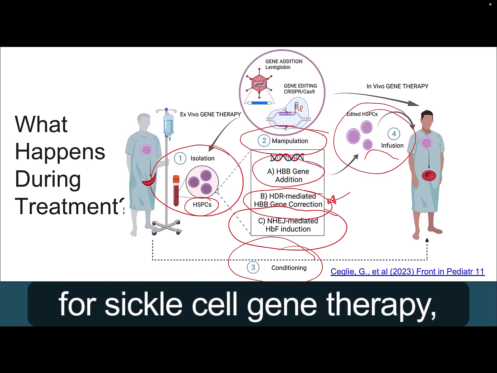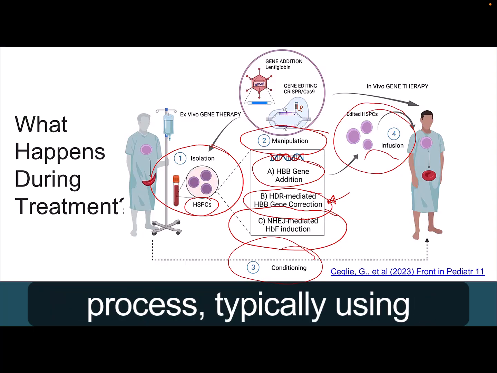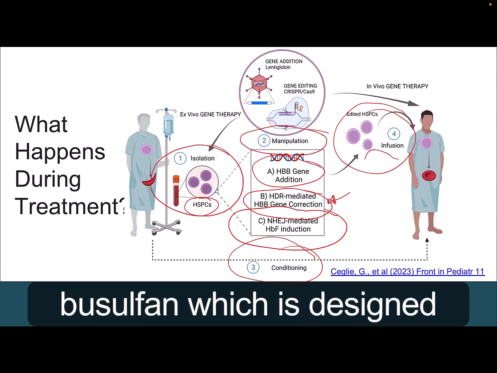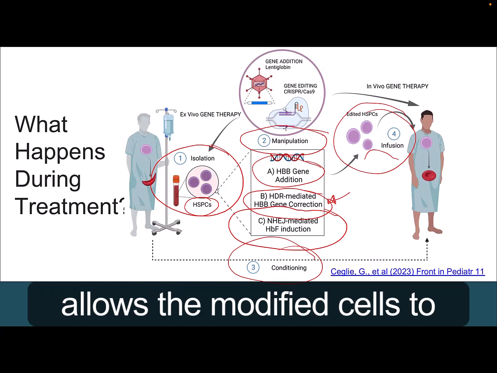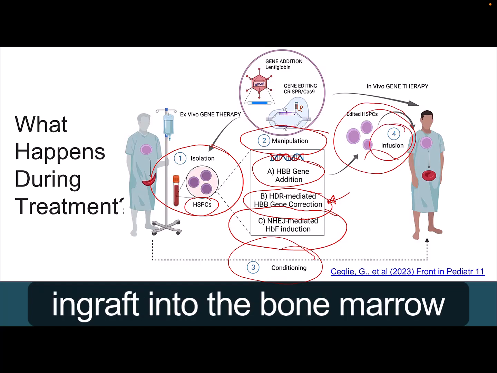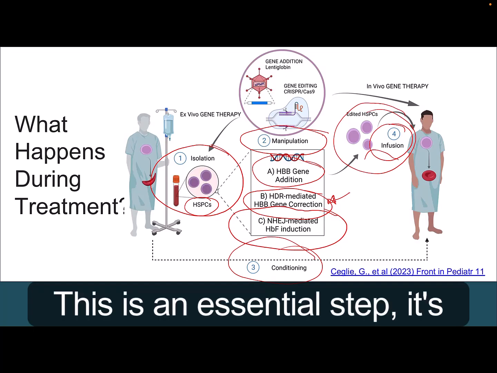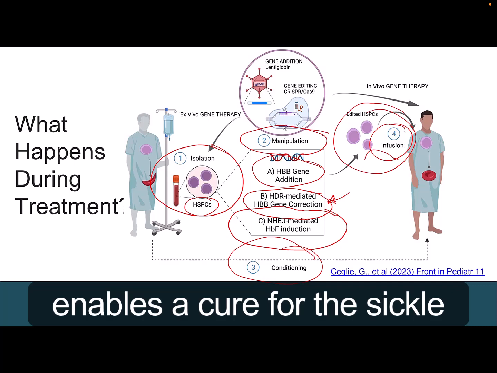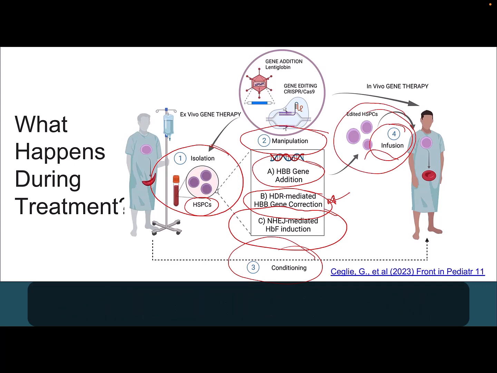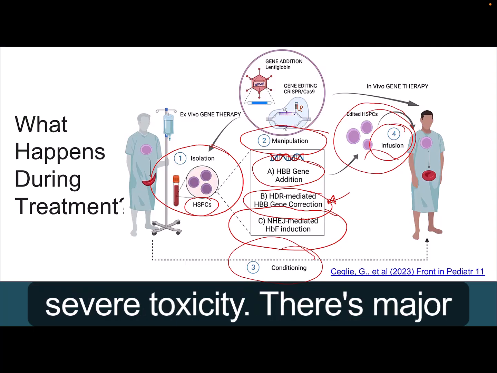Myeloablative conditioning for sickle cell gene therapy is a high-dose chemotherapy process, typically using busulfan, which is designed to destroy existing bone marrow stem cells. This allows the modified cells to engraft into the bone marrow of the patient. This is an essential step, it's a rigorous step, and it enables a cure for the sickle cell disease. But it carries risks like infertility and infection and severe toxicity.